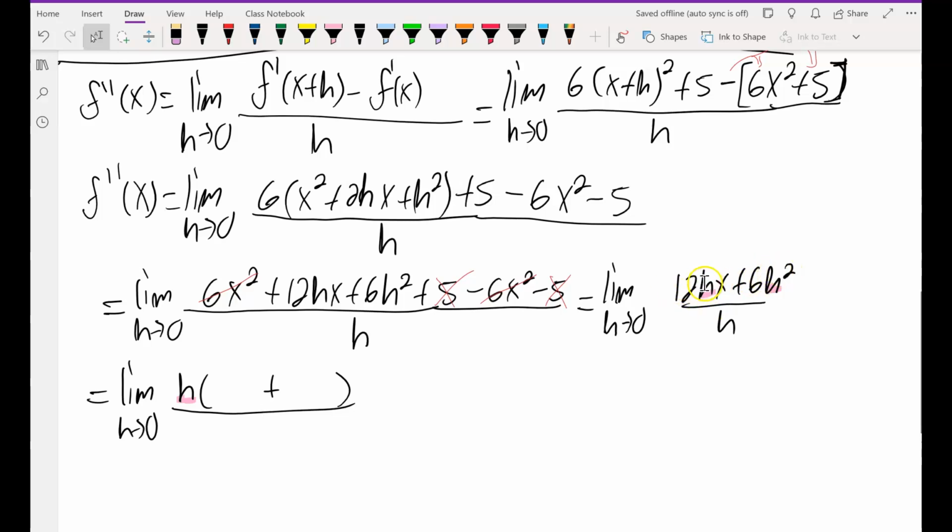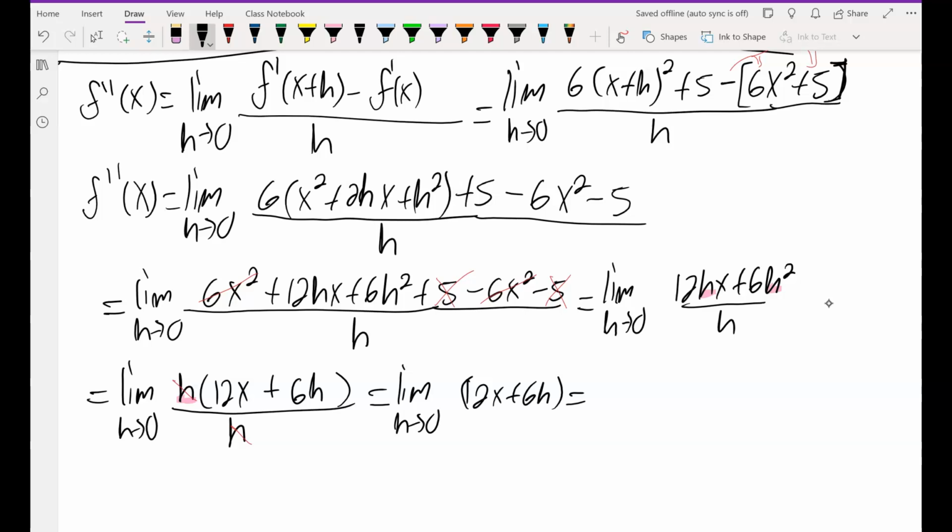From here, if I remove that h, I'm left with 12x. And from here, if I remove this h, I'm left with 6h. And I'm dividing by h. Those get canceled out to 1. And then I get the limit as h approaches 0 of 12x plus 6h. And as h approaches 0, this becomes 12x plus 6 times 0, which is equal to 12x. And that's the second derivative.